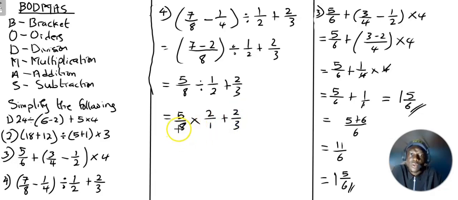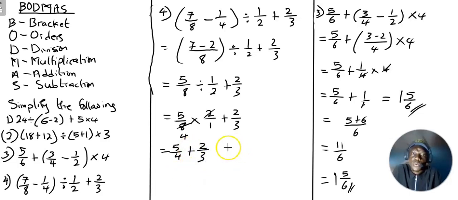So the 8 and 2 will do their thing. So 2 in 8 will give you 4, while 2 cancel 2. So you have 5 over 4. So we are done with the multiplication sign. So 5 over 4 plus 2 over 3.